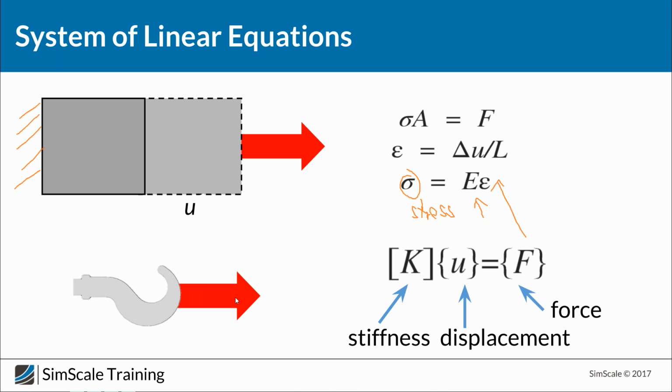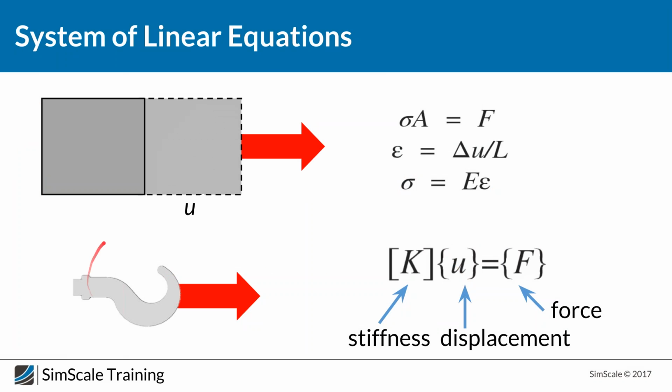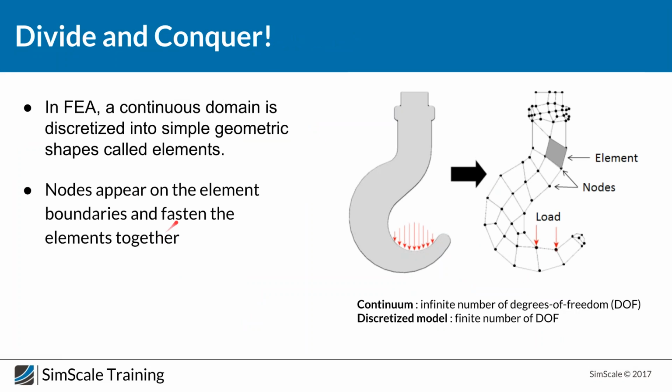And now let's say we have a more complex problem, like this hook, which has a very complex shape. And here it's not so easy to apply these very fundamental equations, but we can do something else. We can divide our model into a lot of small sub-elements which have these regular simple shapes.